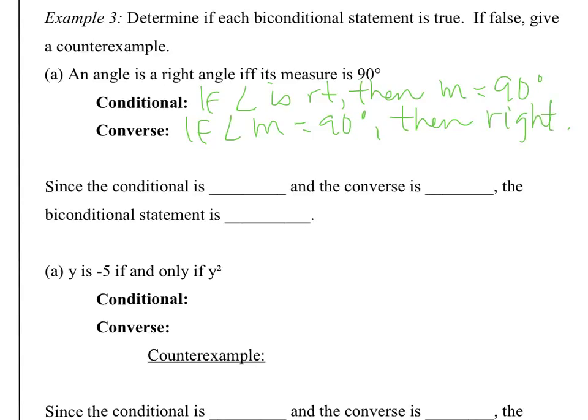So the conditional is true. If an angle is right, that means it equals 90. The converse is true. If an angle is 90, that means it's a right angle. So because the conditional and the converse are both true on their own, the biconditional is also true. Okay, y'all pause here and you try this one down here.